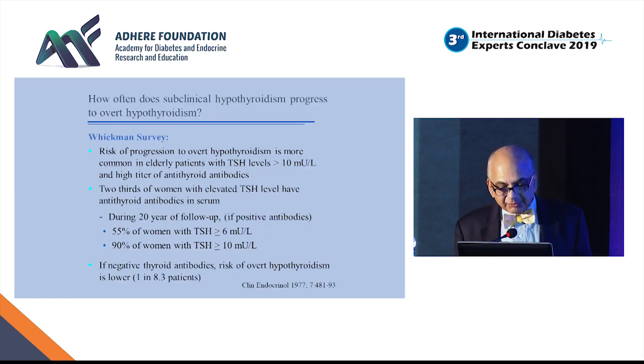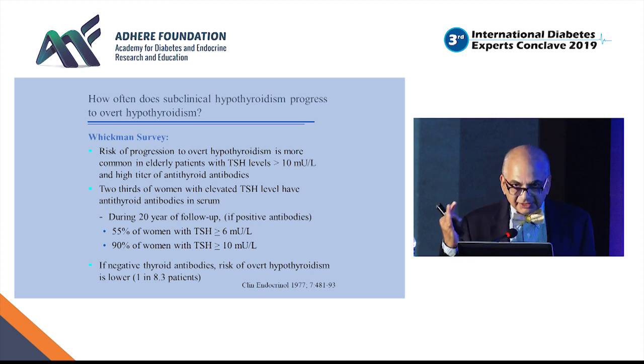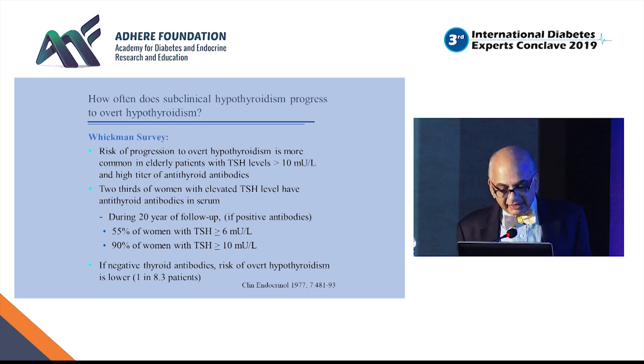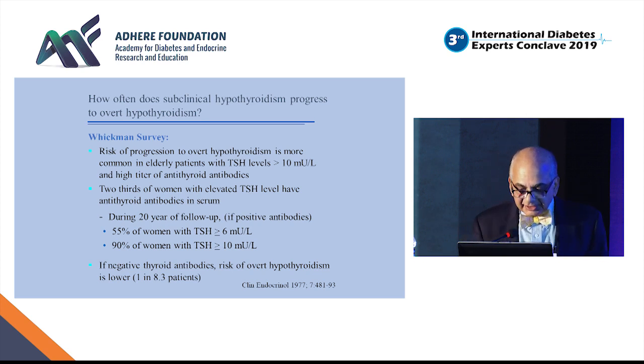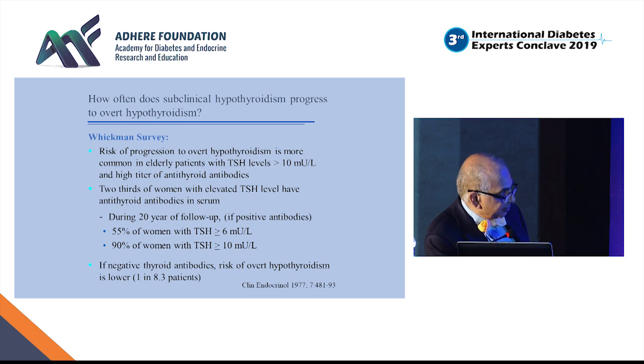So what is the risk of progression for somebody who has a TSH of 6 or 7 to become hypothyroid? And it varies very considerably. In a 20-year follow-up, 55% of women with a TSH above 6 developed hypothyroidism, and 90% of those with a TSH greater than 10. Now remember, this is 20 years. So you'll be treating half the people unnecessarily if they present with 6. Now, this also depends on having a good lab with a good assay.